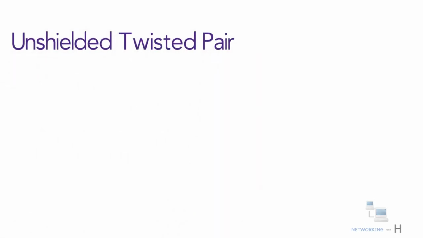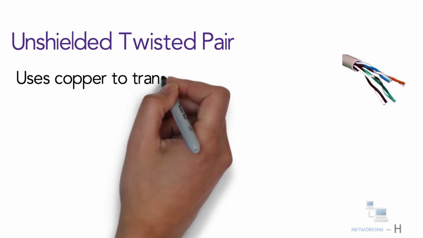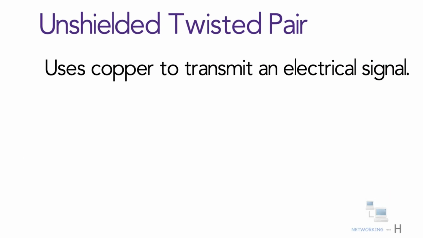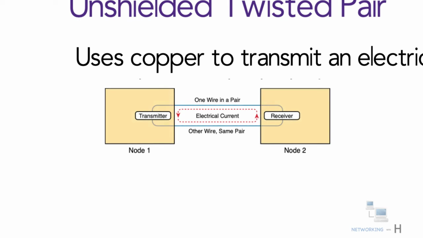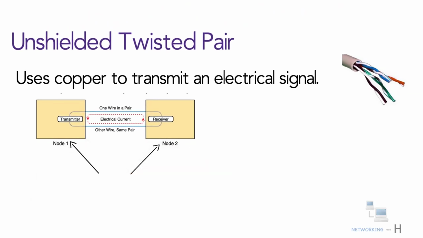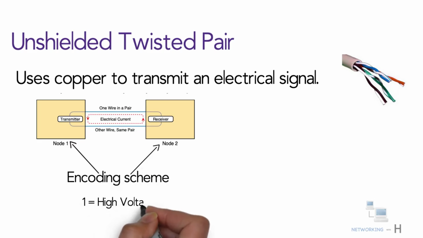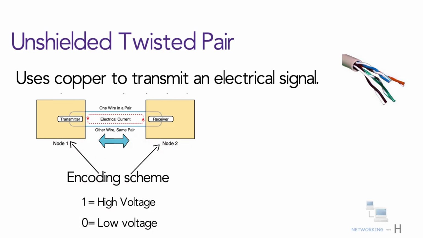Unshielded twisted pair cable uses copper to transmit an electrical signal. To create the electrical circuit, we use two wires inside the UTP cable to create a loop which allows electricity to flow. To send data between two devices, it uses an encoding scheme. When we want to send a 1, we send a high voltage, and when we want to send a 0, we send a low voltage. When both devices use the same encoding scheme, we can exchange the data.